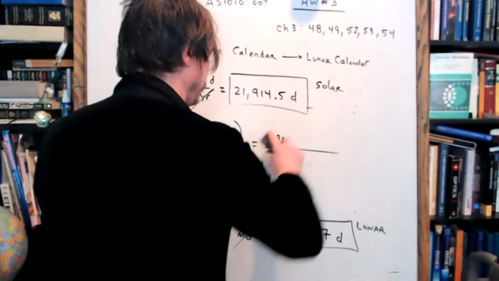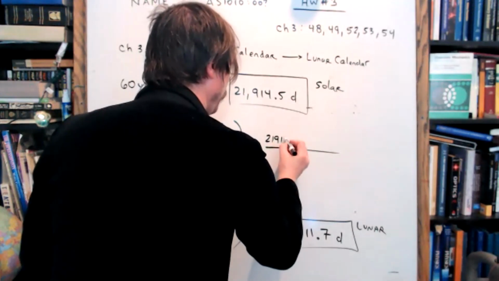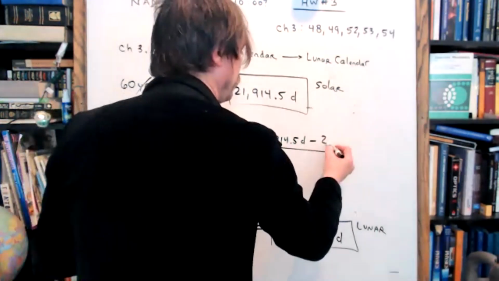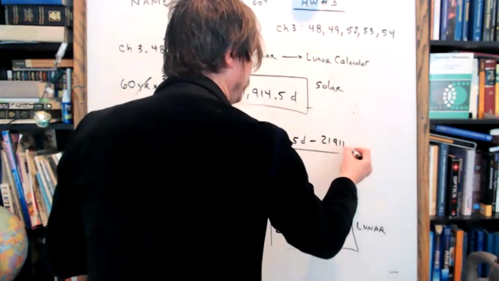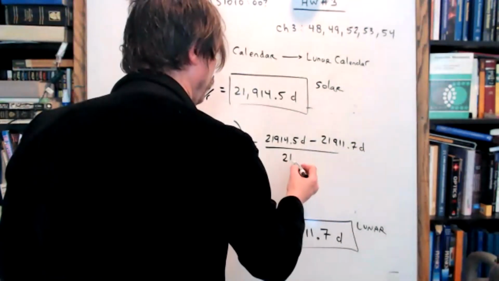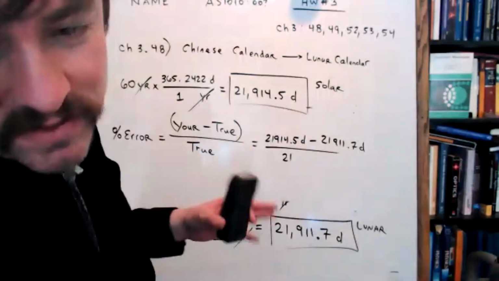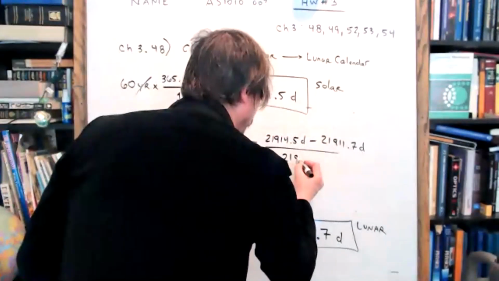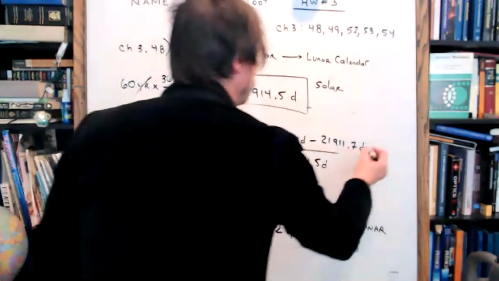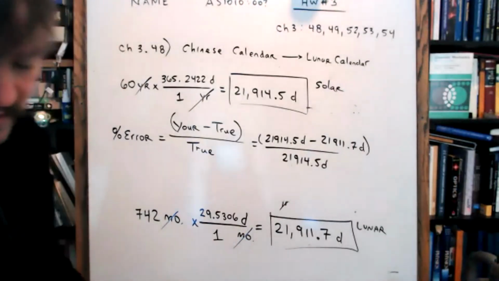21,914. Sorry. Wow, my brain is not good today. 21,914.5 days minus 21,911.7 days, divided by 21,914.5 days. We'll say that the solar calendar is the true one, which is a little bit Western chauvinist, but whatever. And you should probably put parentheses around those. Okay, class, tell me what you get.